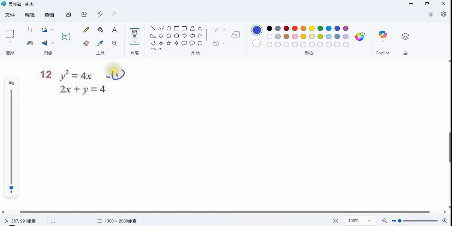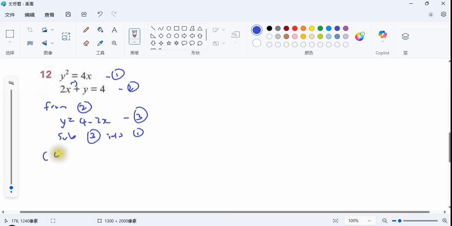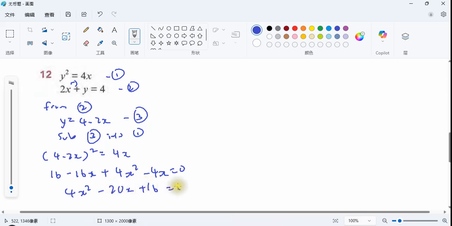Question 12, this is equation 1, this is equation 2. So from equation 2, we have y equal to 4 minus 2x. This is equation 3. Then we sub equation 3 into equation 1. Then (4 minus 2x) squared equal to 4x. So 16 minus 16x plus 4x squared minus 4x equal to 0.